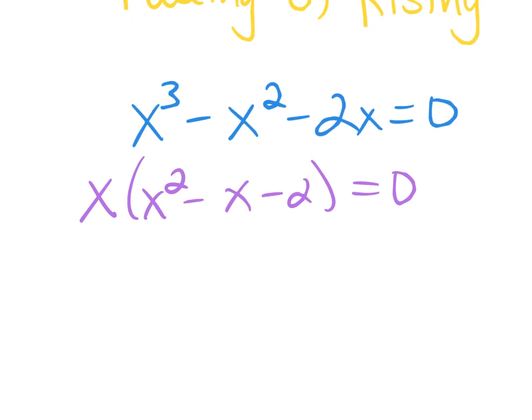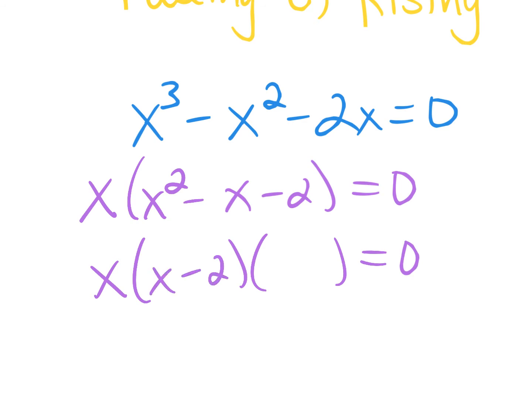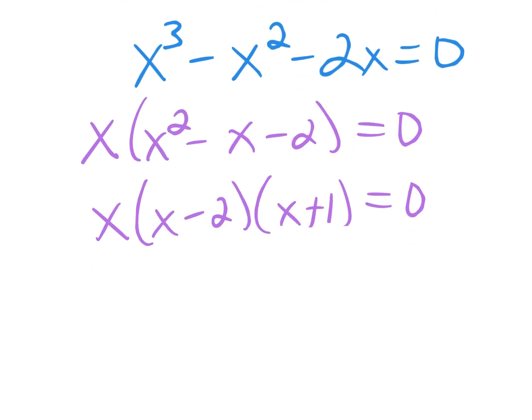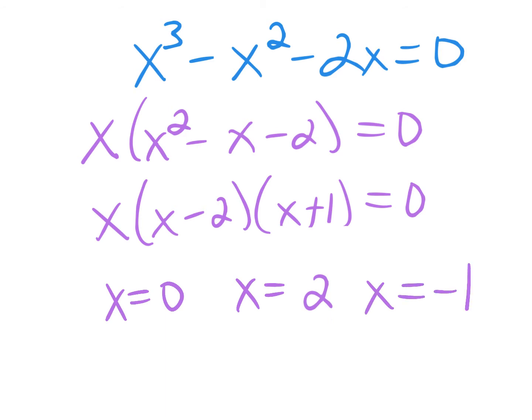Good. So x. What do I have left here? What can I factor? Negative 2 and positive 1. So I have x equals 0, x equals 2, and x equals negative 1. Everybody agree? Set each piece equal to 0. Do I have 3 answers?